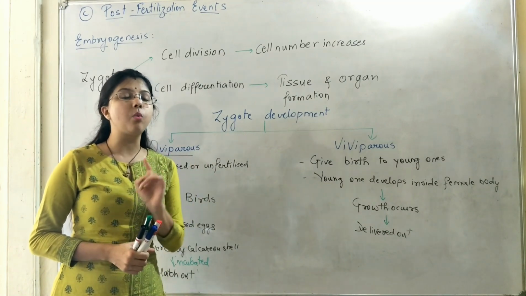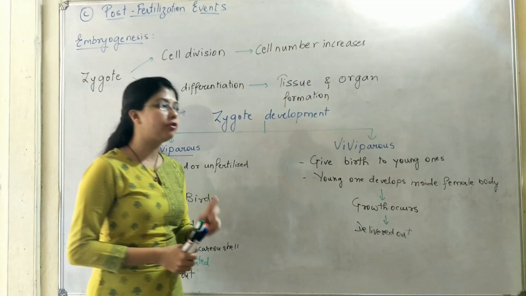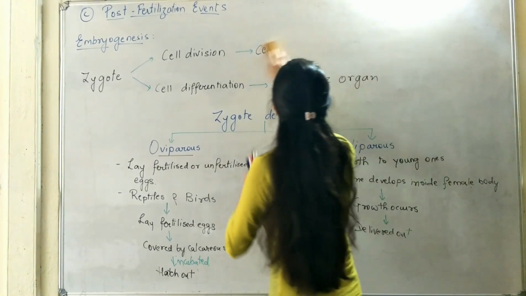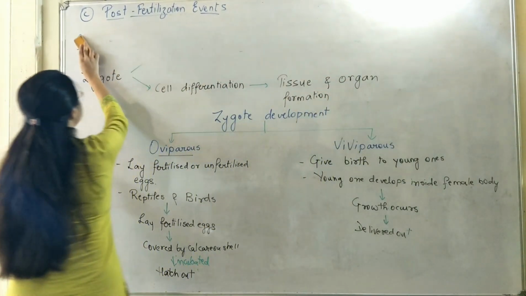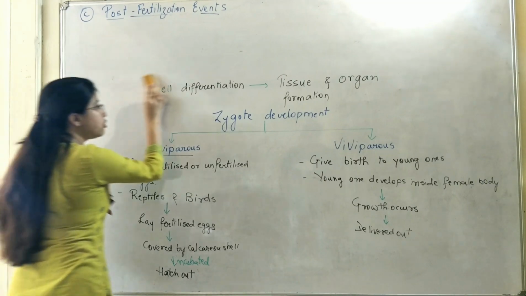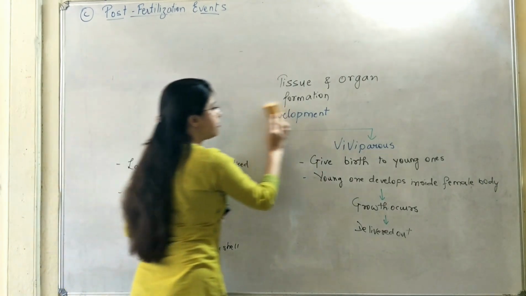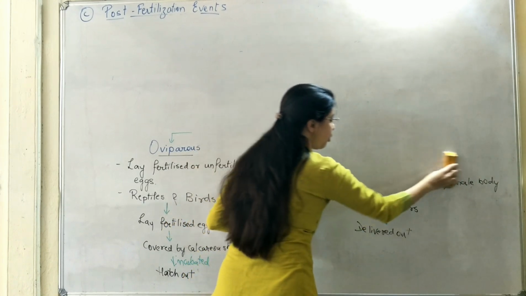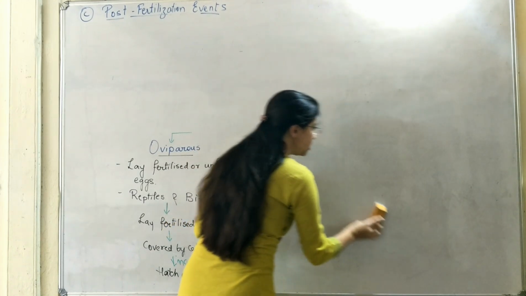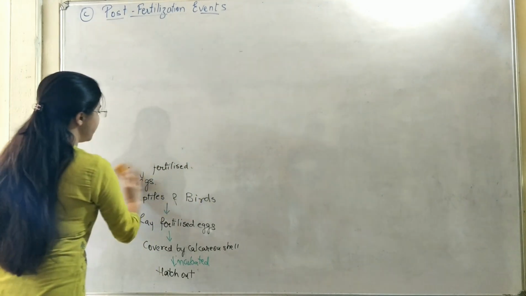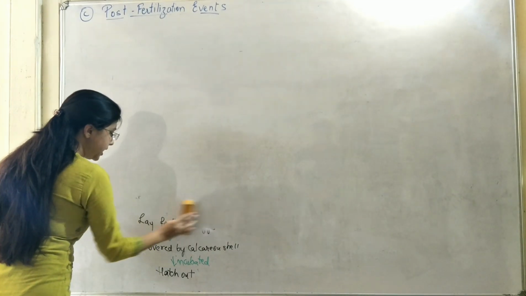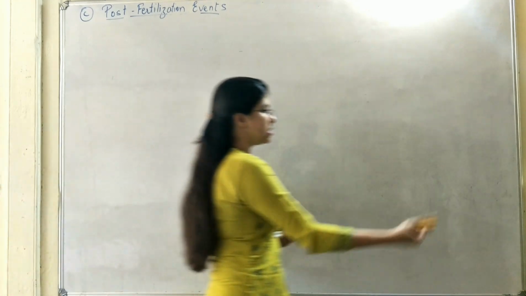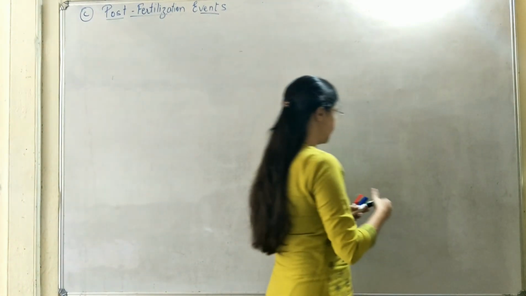Let us now see what happens to the zygote in case of flowering plants. Flowering plants, again, as I said, also reproduce sexually. So when they are reproducing sexually, there will be formation of zygote taking place. And of course, the zygote which is formed in flowering plants is also going to form the embryo.